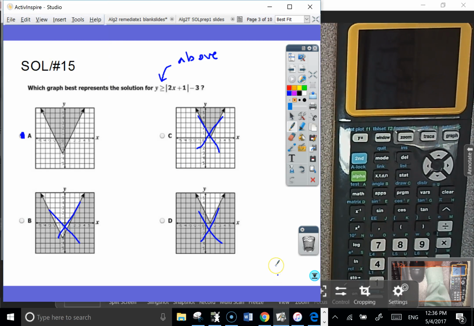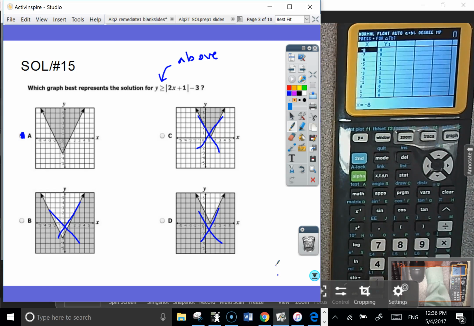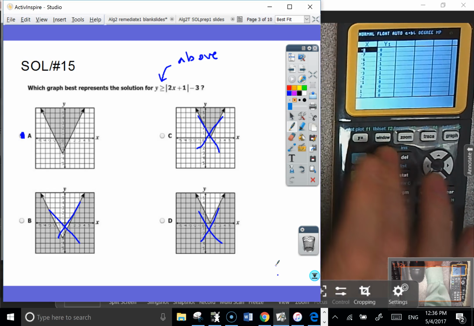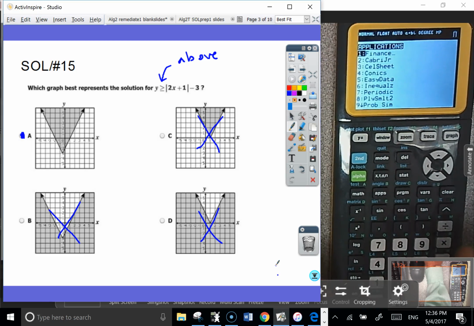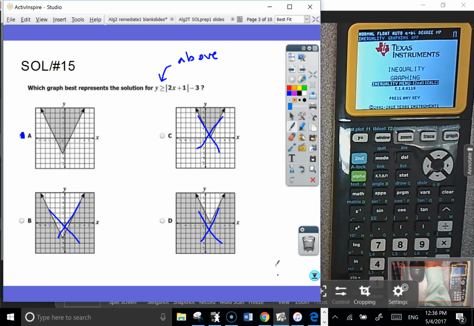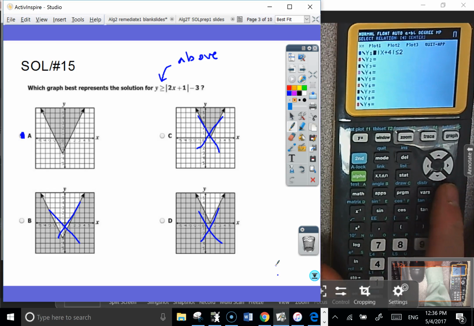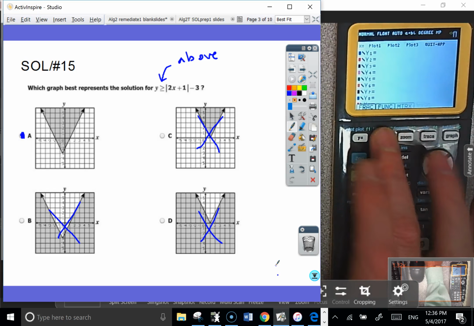Now on this calculator, now's the point where you use that inequals. So you go to apps, go to inequals, probably at 6, any key to continue, and it pops you up there to the y equals. Of course, it's on the equal sign. So let me do this. Let me go to the right and clear. Let's put in the 2x plus 1 absolute value.